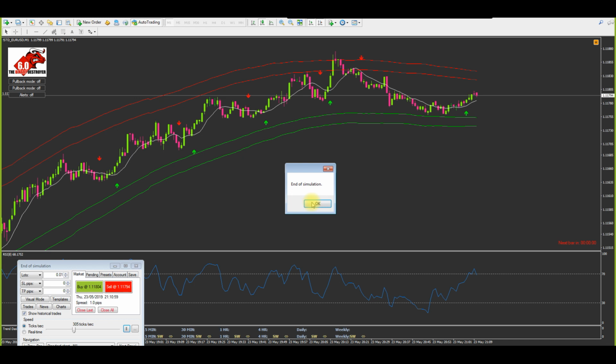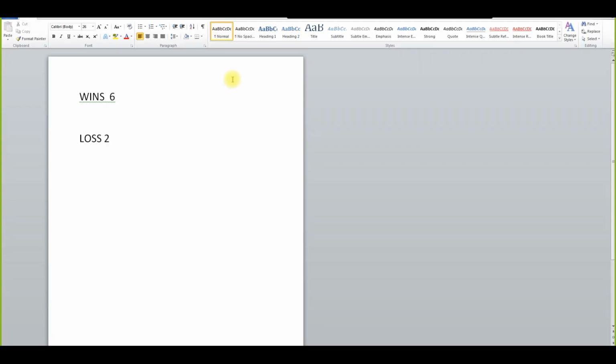And there we go. So that is basically yesterday's and today's trading session on one currency pair, Euro USD. As you can see, I did 6 wins, 2 losses. So yeah, again, another profitable day. In fact, this week's actually been pretty profitable for everyone.